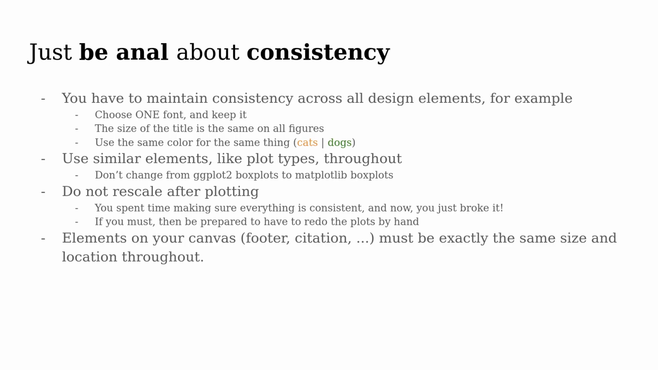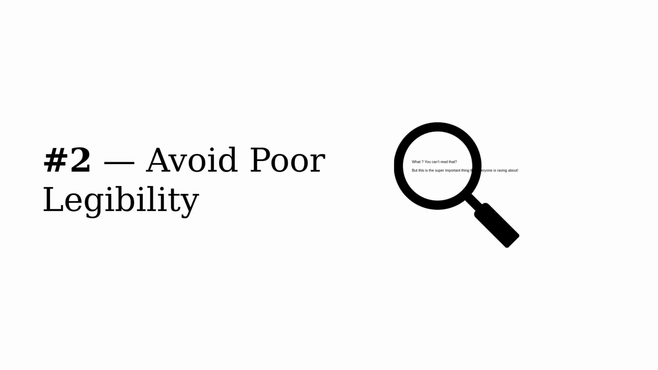And then the elements on your canvas, like anything else that you're adding, right? Like the footers, the citation, if you're making a figure panel, if you have A, B, C, D, right? You're making a poster, just have all of them be the same size and location throughout. The A, B, C, and D on a 4-panel figure, you're putting them always at the same location with the same font size, etc., right? So everything is aligned, everything is consistent.